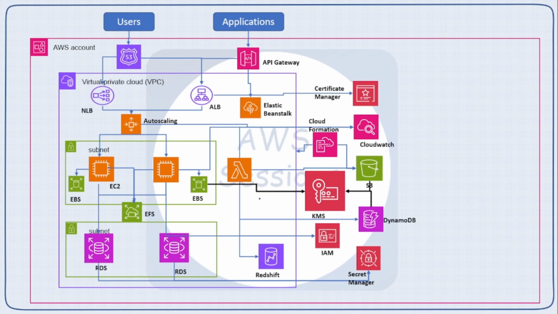Here you can see that we have KMS, which is encrypting the data that is stored in EBS volume or S3 or DynamoDB. You can create customer managed keys and encrypt the data, and you can allow restricted access to those keys, so that only the authorized person can decrypt the data. So it is a very important service from a security point of view.